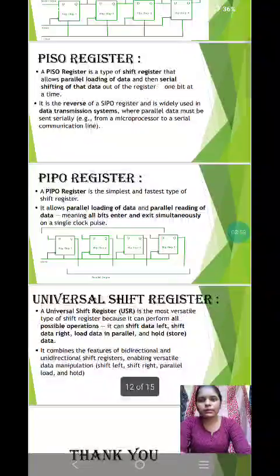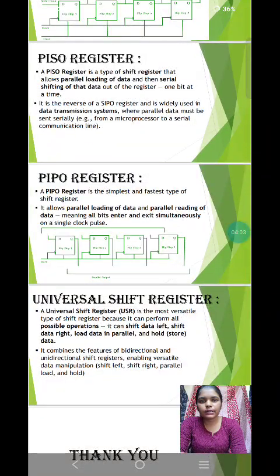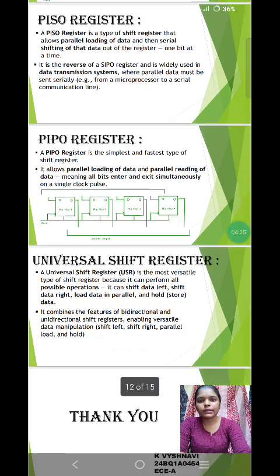Parallel in serial output resistor. A parallel in serial output resistor is a type of shift resistor that allows parallel loading of data and then serial shifting of the data out of the resistor, one bit at a time. It is the reverse of the SIPO resistor and is widely used in data transmission systems where parallel data must be sent serially from a microprocessor to a serial communication unit.